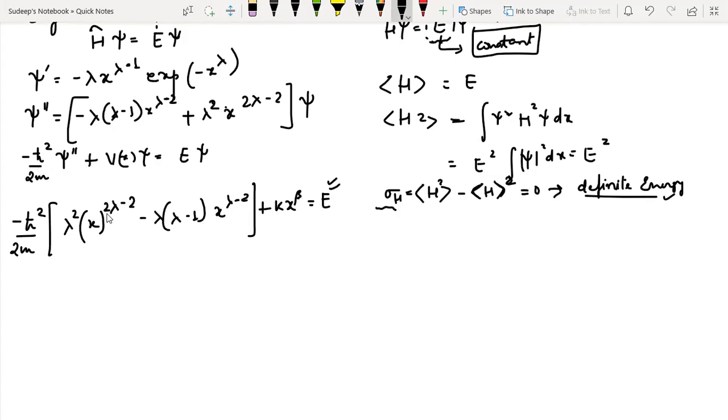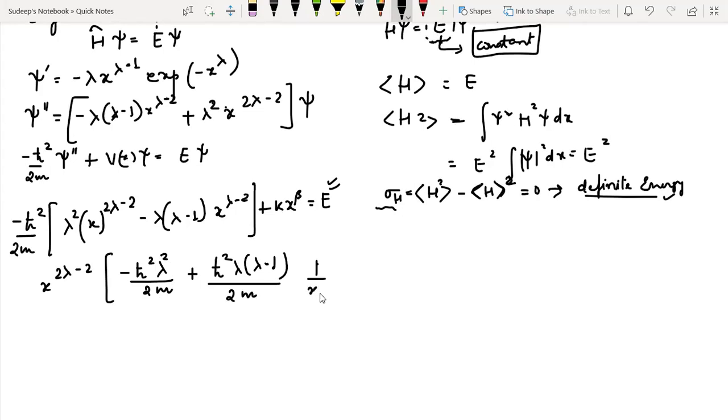Okay, so now let's just take the highest power common out. So I will simply get x raised to power 2λ minus 2, and inside I'll get minus ħ² λ² upon twice m, plus ħ² λ into λ minus 1 divided by 2m, and this will be 1 upon x raised to power λ, plus k, if I take this completely common out, x raised to power β minus 2λ plus 2, is equal to E.